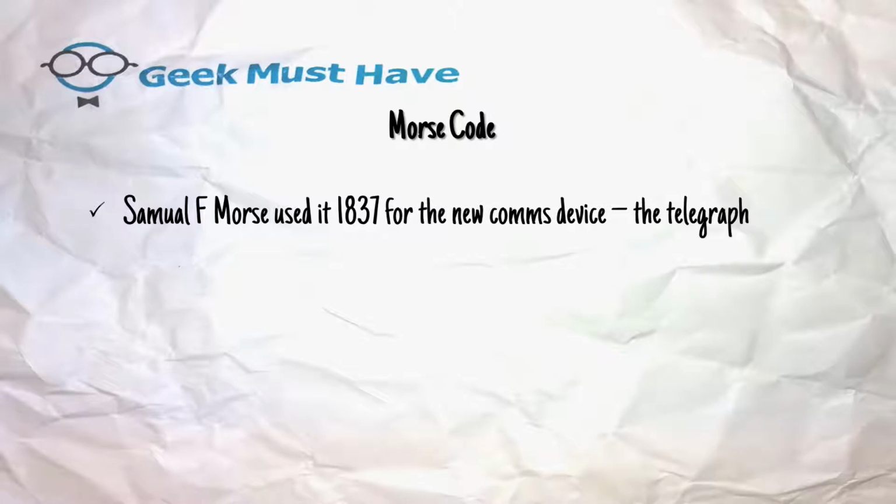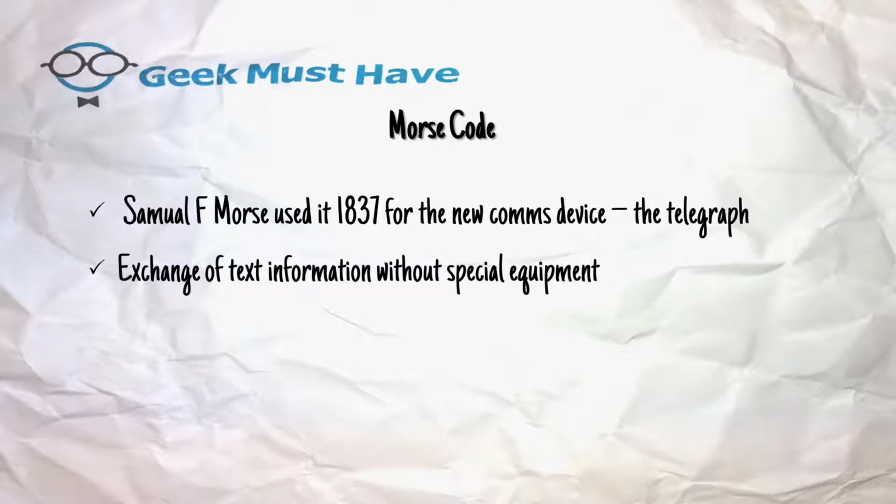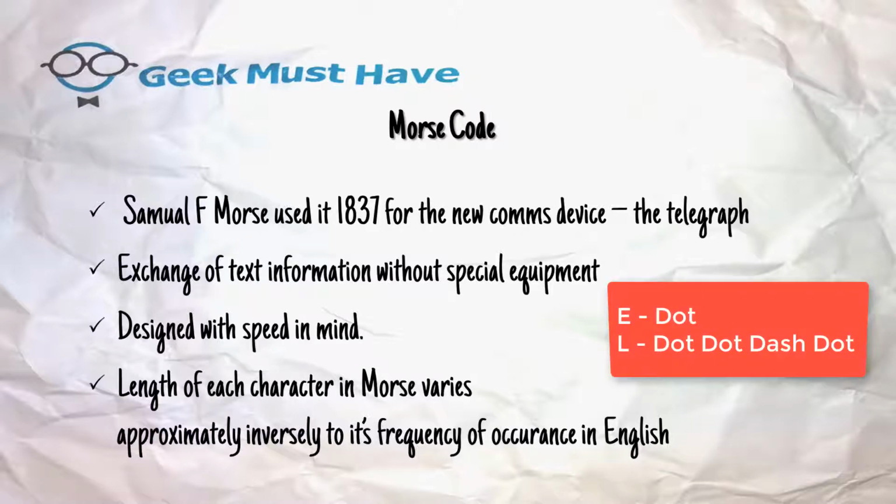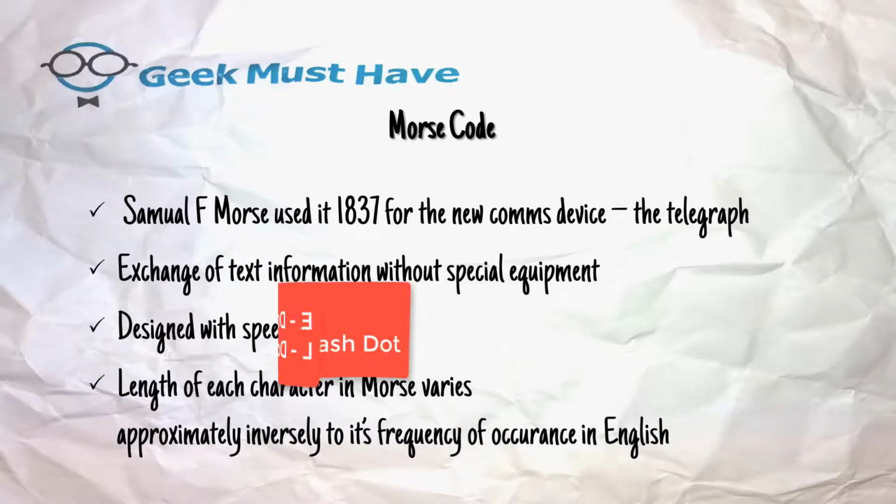A little background on Morse code. Samuel F. Morse developed this in 1837 for the new communications device known as the telegraph. What it made possible was the exchange of text information without any special equipment. It could be done with flags, with lights, and with the telegraph. It was designed especially with speed in mind. The length of each of the characters in Morse varies approximately inversely to the frequencies of occurrence in English. What that means in short is characters like E were very, very short, a single dot. Other characters which were less used had a longer Morse to them.